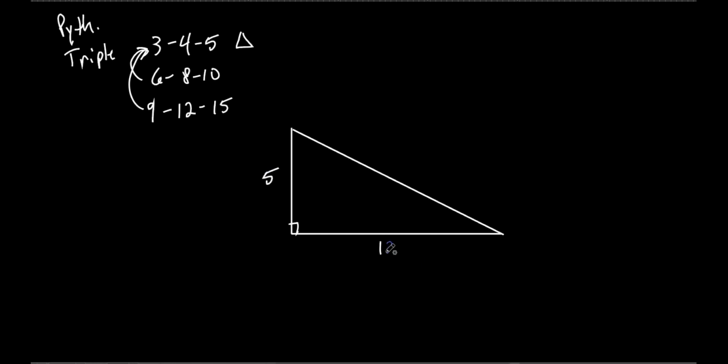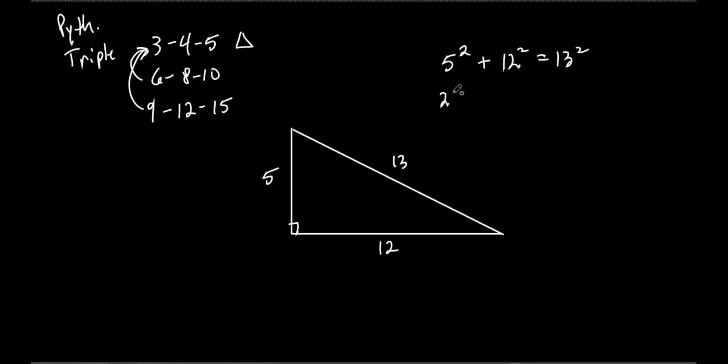5, 12, 13. That's another Pythagorean triple. If you don't believe me, try it out. What would you do to see if that was true? You take 5 squared plus 12 squared, and that should equal 13 squared, if this is truly a Pythagorean triple. Let's see if it does.